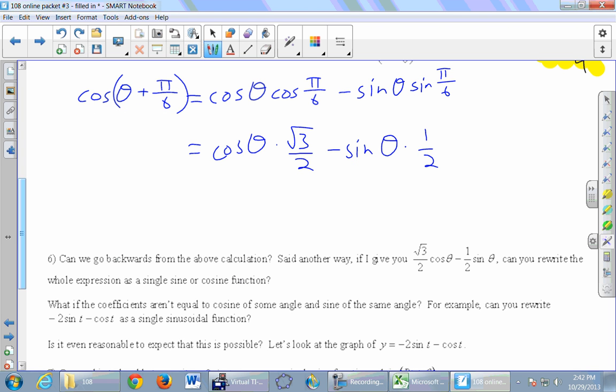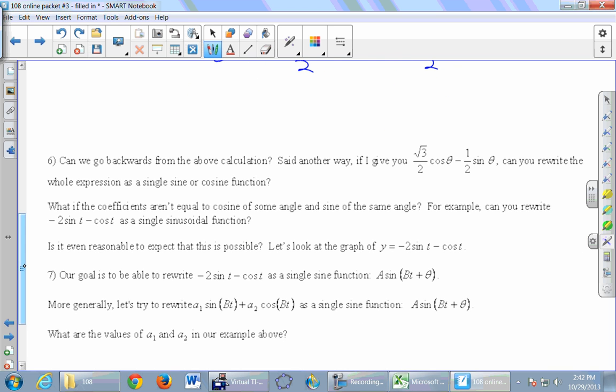What if the coefficients aren't equal to cosine of some angle and sine of the same angle? So this one worked out. Maybe we just get lucky and we recognize, oh, that's cosine of pi over 6. And this one right here, oh, that's sine of pi over 6. So then we have these two things, and then we can put them back together using the cosine sum formula. But what if these numbers aren't cosine and sine of some angle, respectively?